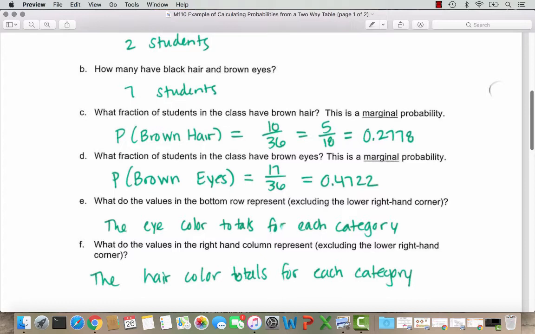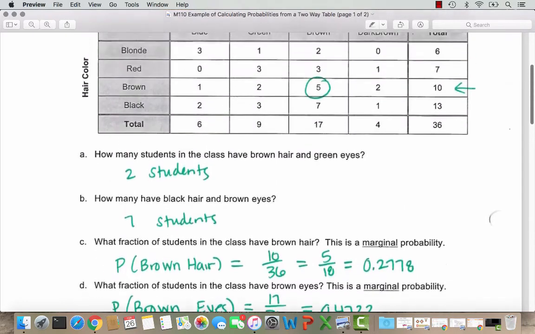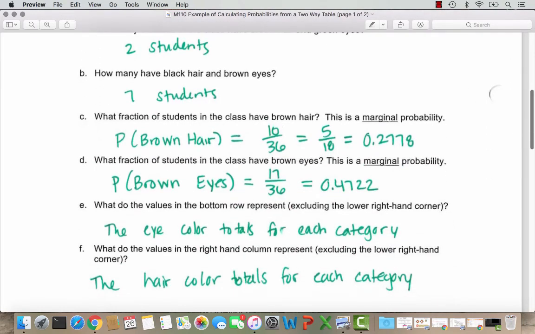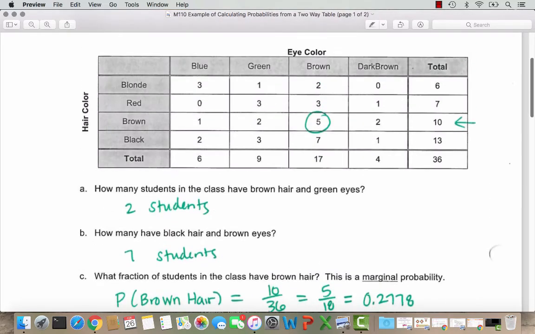So we've already talked about question E, what do the values in the bottom row represent, excluding the bottom corner. So these bottom row values, 6, 9, 17, and 4, are the eye color totals. I said these are the eye color totals for each category. Question F asks about the values in the right-hand column. So that's our 6, 7, 10, and 13. Those are the hair color totals.